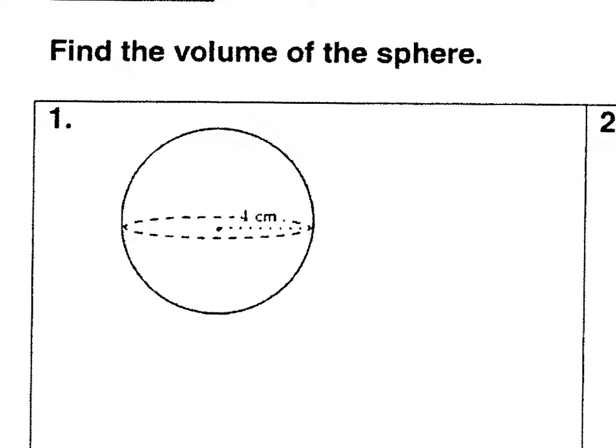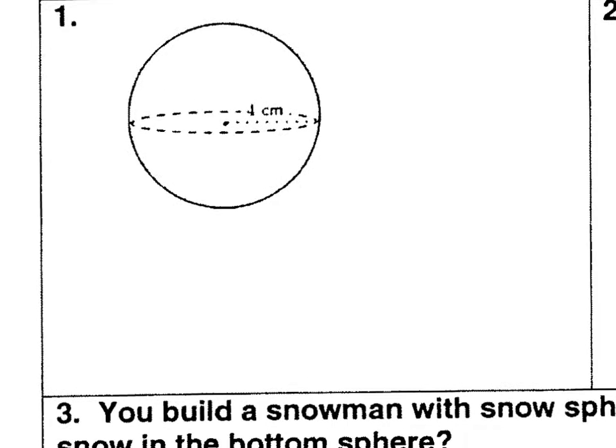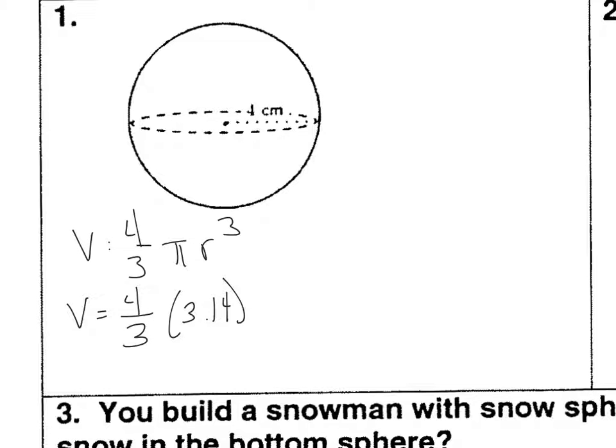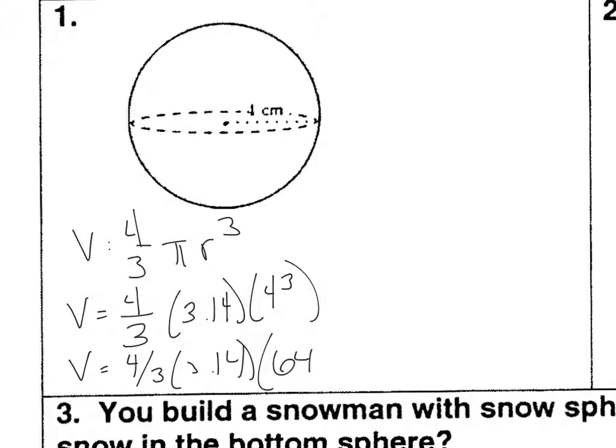So now let's look at problem number 1. Find the volume of the sphere. Alright, so our equation for volume is that volume is equal to 4/3 times pi radius cubed. Now we know our radius is 4, so volume is equal to 4 over 3 times 3.14 for pi times 4 cubed. First, we're going to figure out what 4 cubed is. 4 times 4 times 4, which is 64.